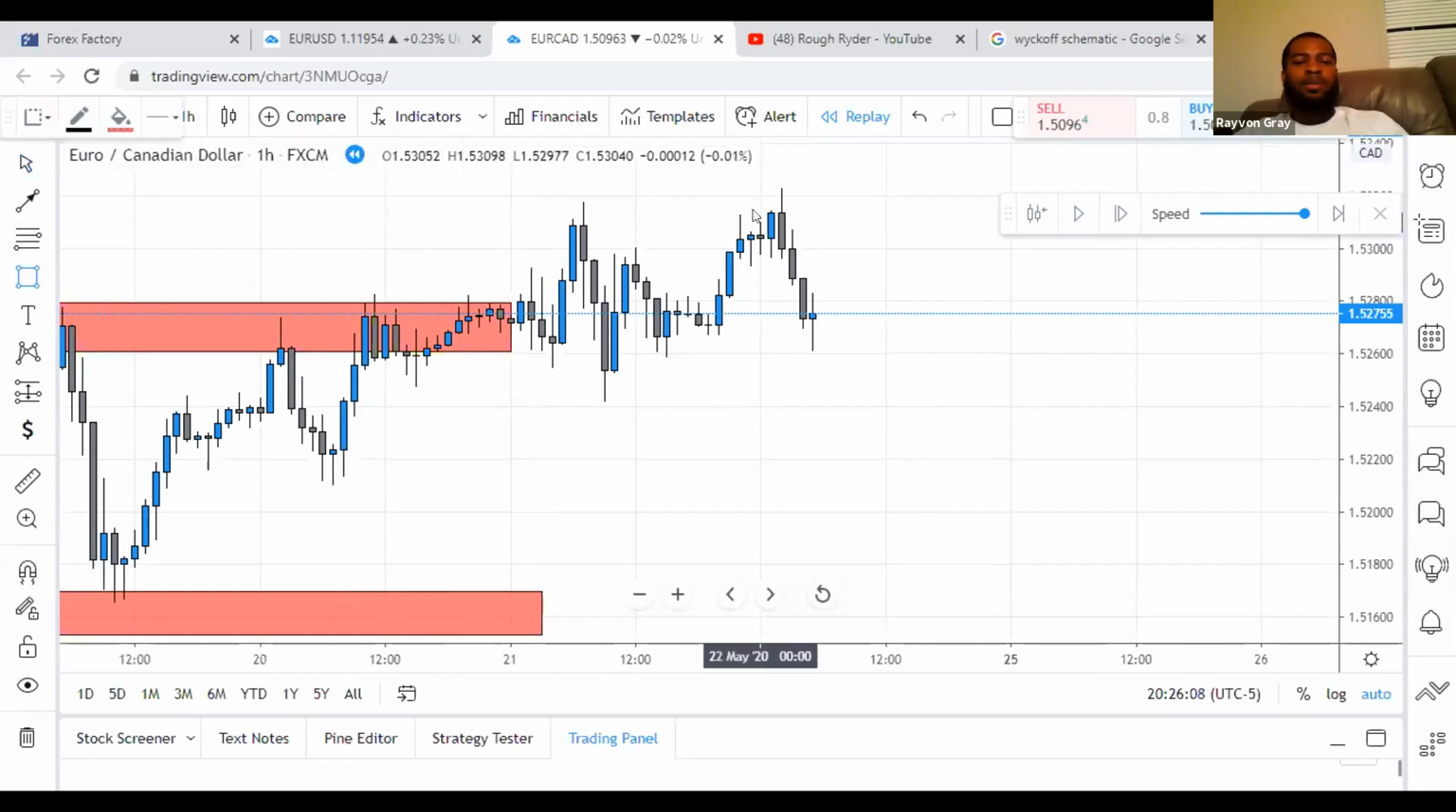Somebody type it in the chat for me. What do we call this area? POI. POI, point of interest. Great, point of interest, right?